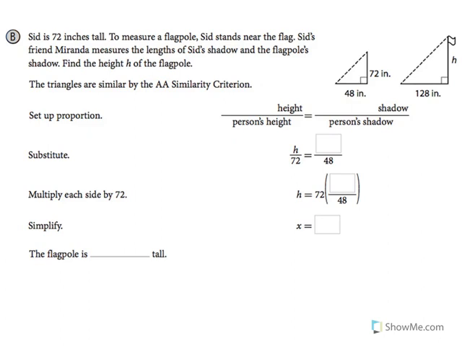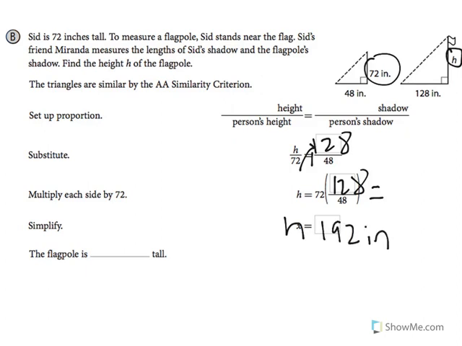So here everything is given in terms of inches, so we can use a proportion, so that the height over 72 equals 128 over 48, and using the cross product, 72 times 128, and use our calculator to work this out, and then divided by 48. So this gives us our height is 192, and this is in terms of inches.